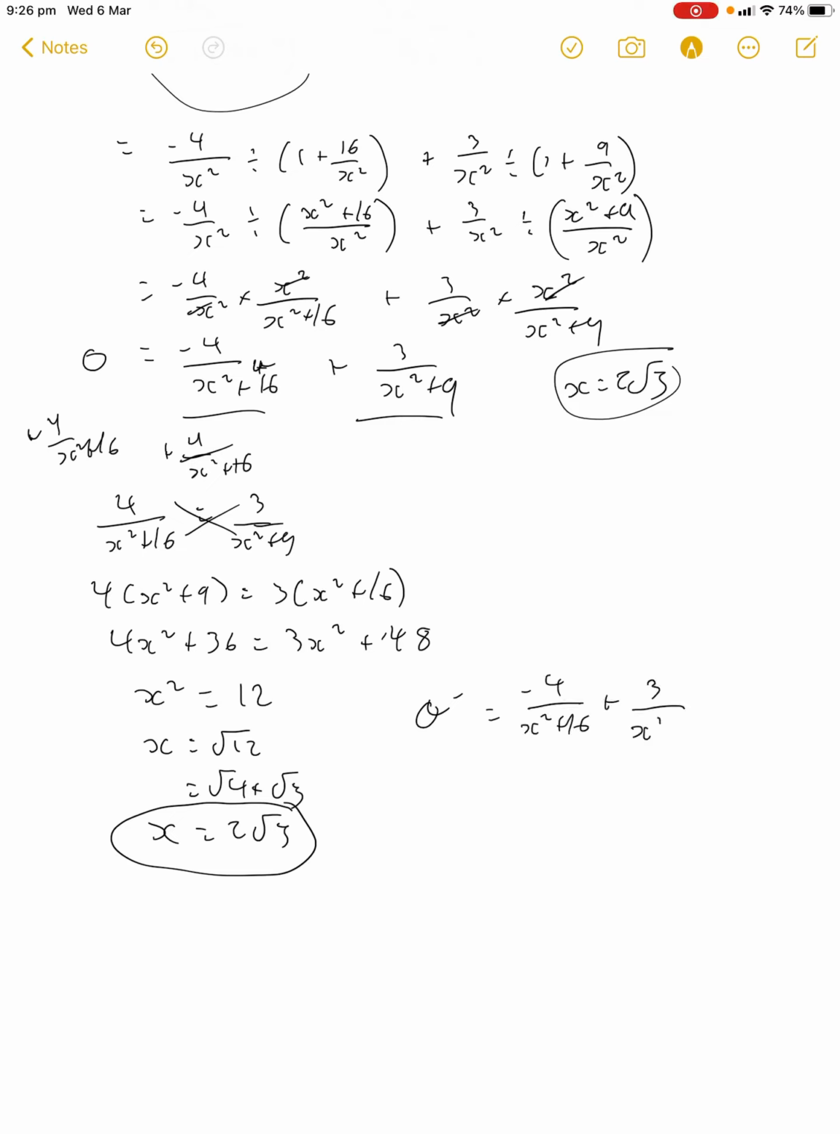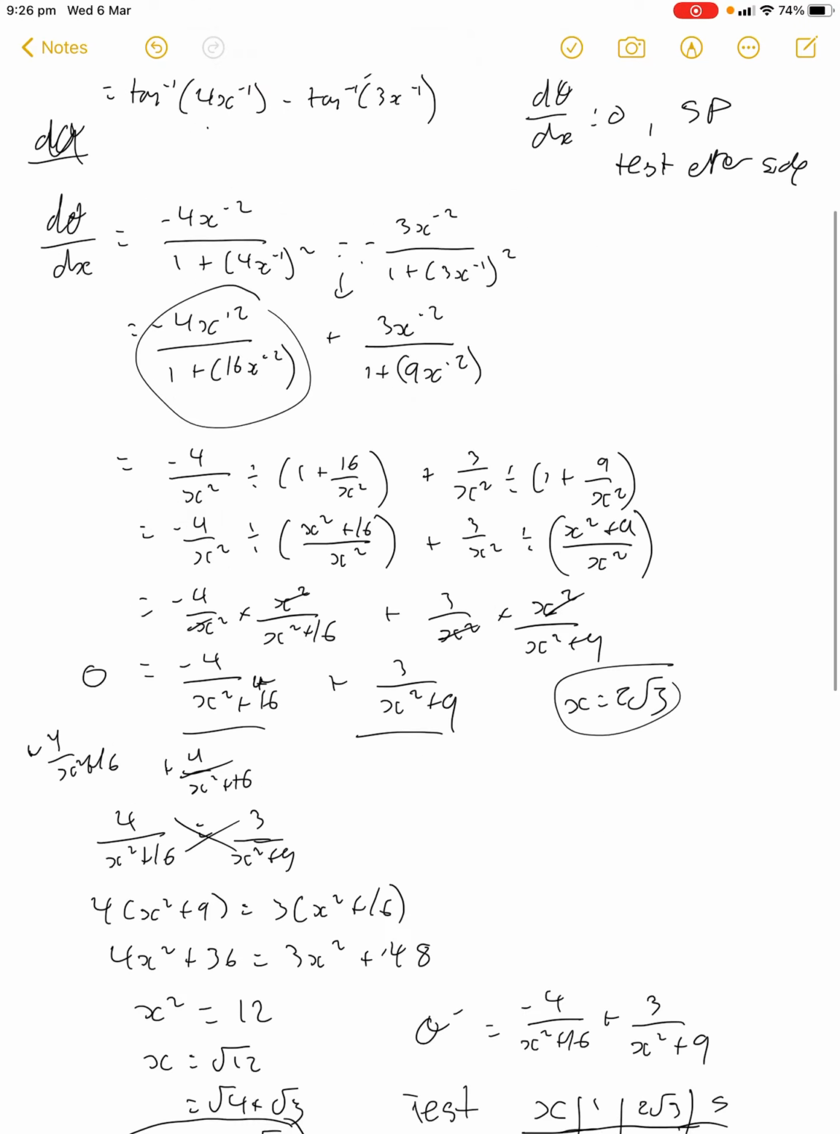The second derivative is going to be really ugly. Now that I've got this, I can simply test a point either side of 2 root 3, which I know is 0. So I could test 1, which is going to give me a positive number, and I could test, let's just say 5, which will give me a negative number. And looking at the gradients, I can show there that it's a maximum. So I've got the value of x, I've shown that it's a maximum.